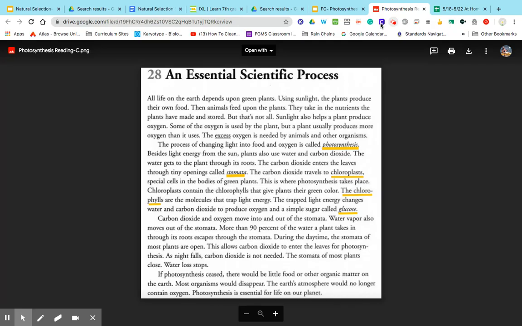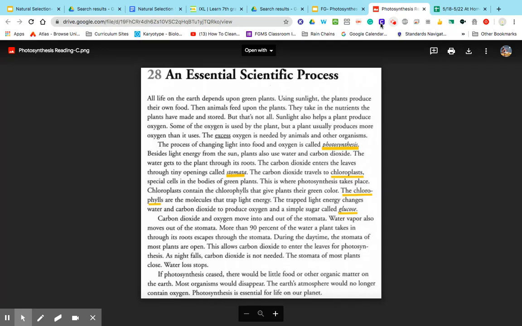Sunlight also helps a plant produce oxygen. Some of the oxygen is used by the plant, but a plant usually produces more oxygen than it uses. The excess oxygen is needed by animals and other organisms. So when the plant undergoes photosynthesis, it gives off oxygen as actually a waste product, and it's very useful for us. The process of changing light into food and oxygen is called photosynthesis.